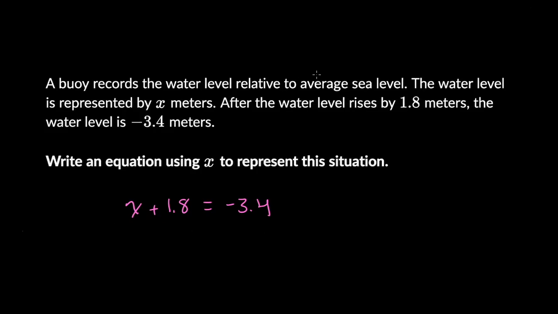If I were tweaking this, I would make this question a little bit more precise. I would say the starting water level is represented by x meters. After the water level rises by 1.8 meters, the water level is negative 3.4. Yeah, then I like this, and I like my equation.